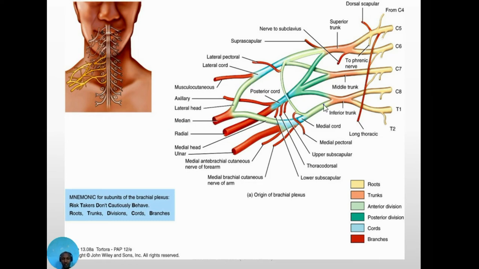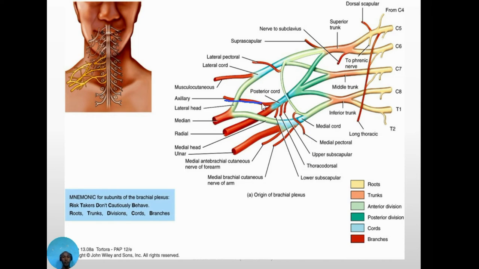But the posterior cord gives different branches. One, the axillary nerve, the other, the radial nerve, as well as the lower subscapular nerve, thoracodorsal nerve, and upper subscapular nerve. So the posterior cord has five branches.